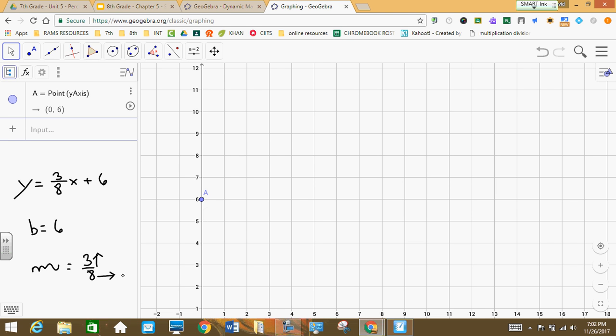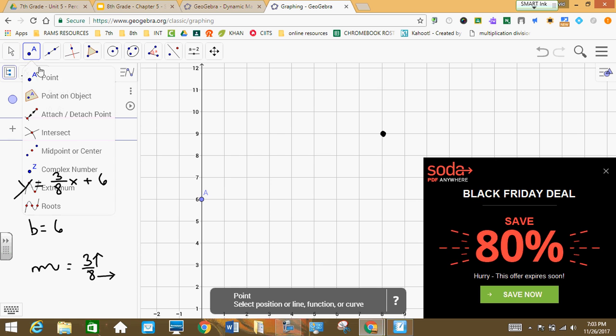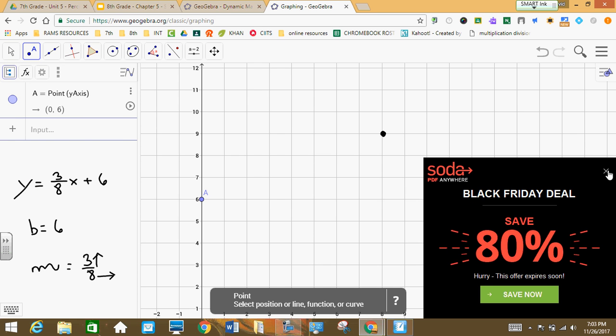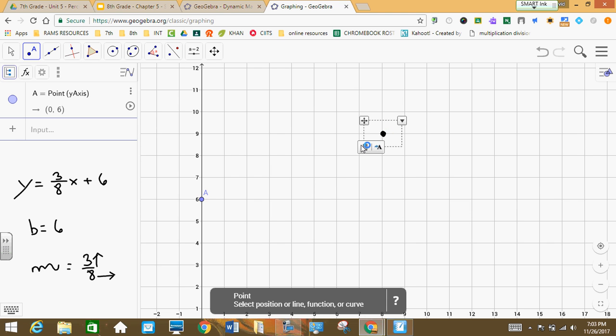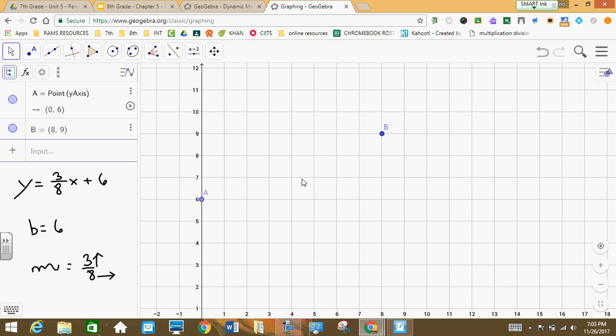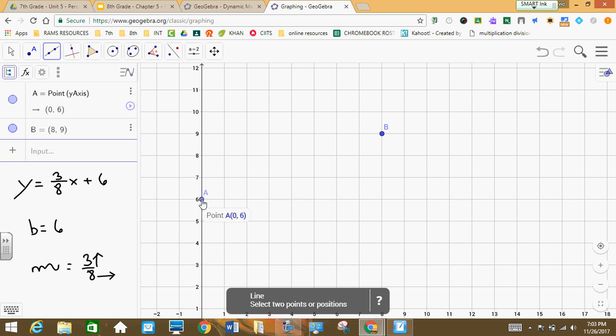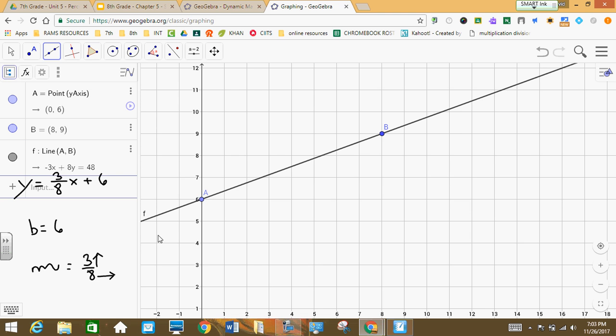So up 3 and over 8. 1, 2, 3, 4, 5, 6, 7, 8. So that's where our point is going to be. And let me come back over here and get the actual point that we need. There we go. Close that. And there's our second point right there. Click on the line button, and then just choose your 2 points that you've already plotted. If you already had paper and pencil, just lay your ruler down and draw a straight line through the 2 points as best you can.